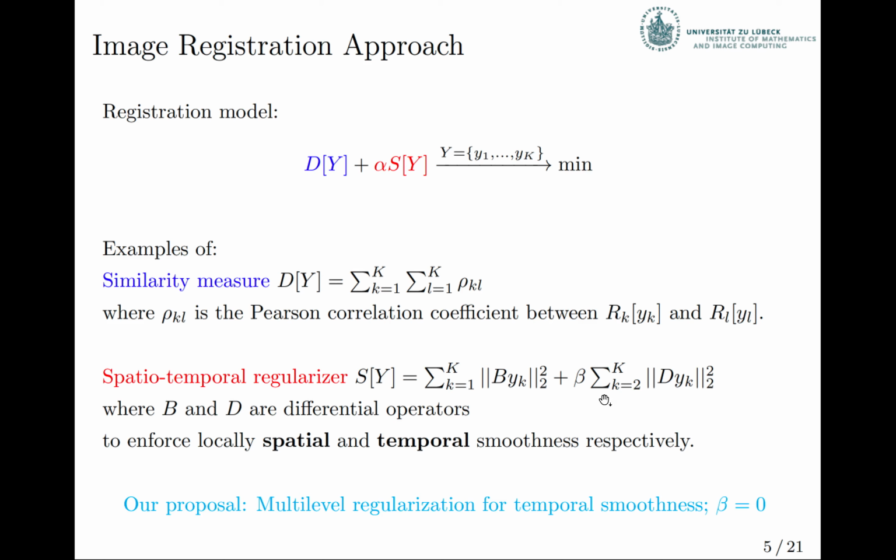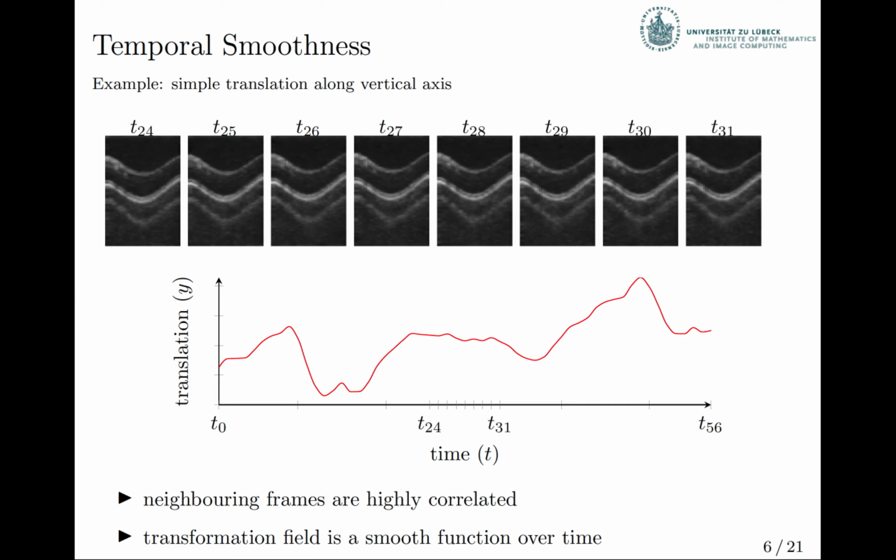So one of the state-of-the-art ways is to include two terms. The first term here enforces the spatial smoothness, and the right-hand side term includes the temporal smoothness. In our work, we are proposing to use the multi-level regularization to incorporate the temporal smoothness. That means we do not consider the right-hand side term, so we have beta equal to 0 equivalently.